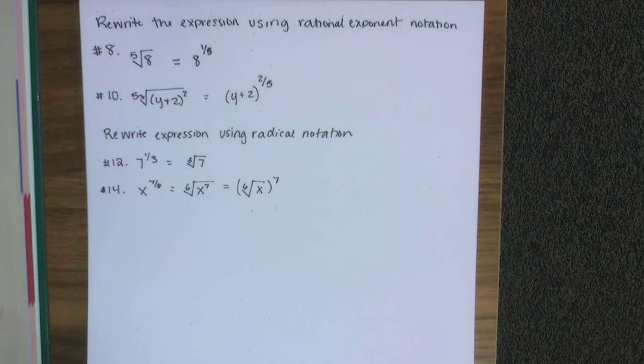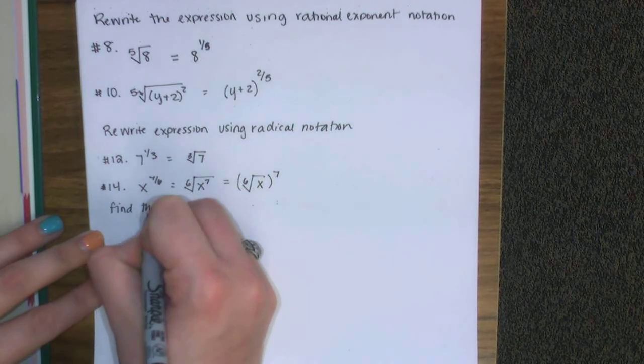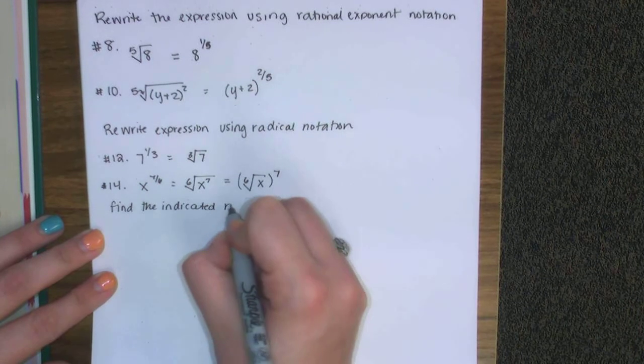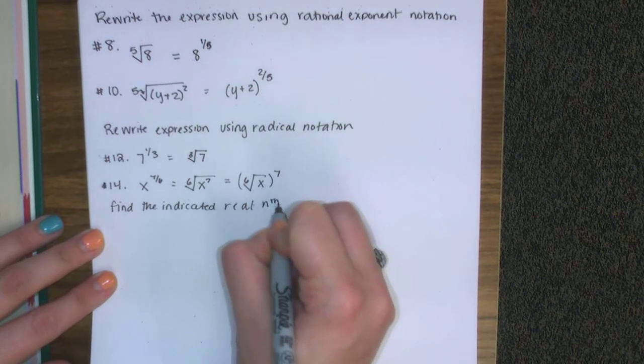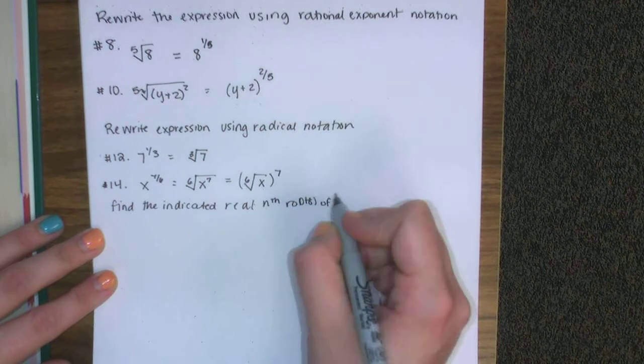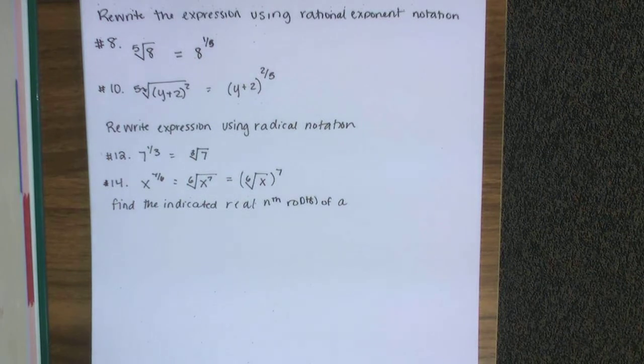Alright, so with the next section we are finding the indicated real nth roots. And that could just be one or none of A. So this will be following those rules that we wrote down.